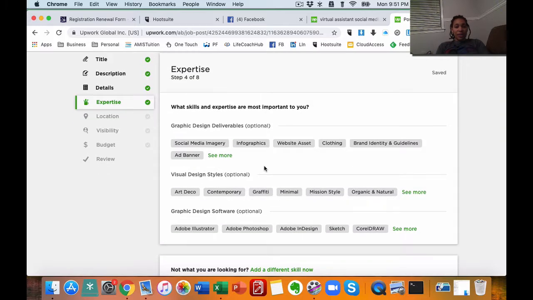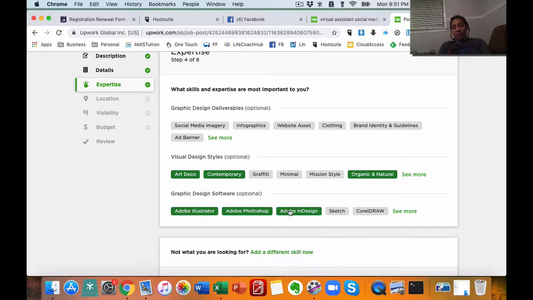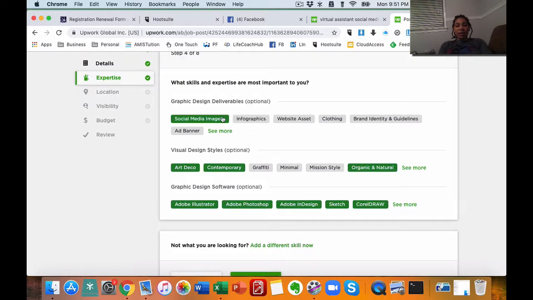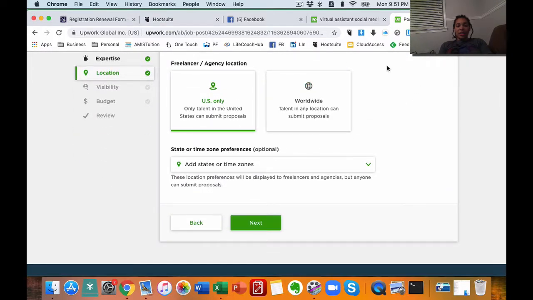Now, what skills and expertise are important to you? So for graphic design deliverables, visual, you might decide what kind of style, organic, contemporary, art deco, graphic design software, all of the above maybe, right? Social media imagery, infographics, whatever you feel like graphic design deliverables would be most important to you. And then now, this is where you get to choose whether you want someone who's from the US only or if you want to do worldwide.